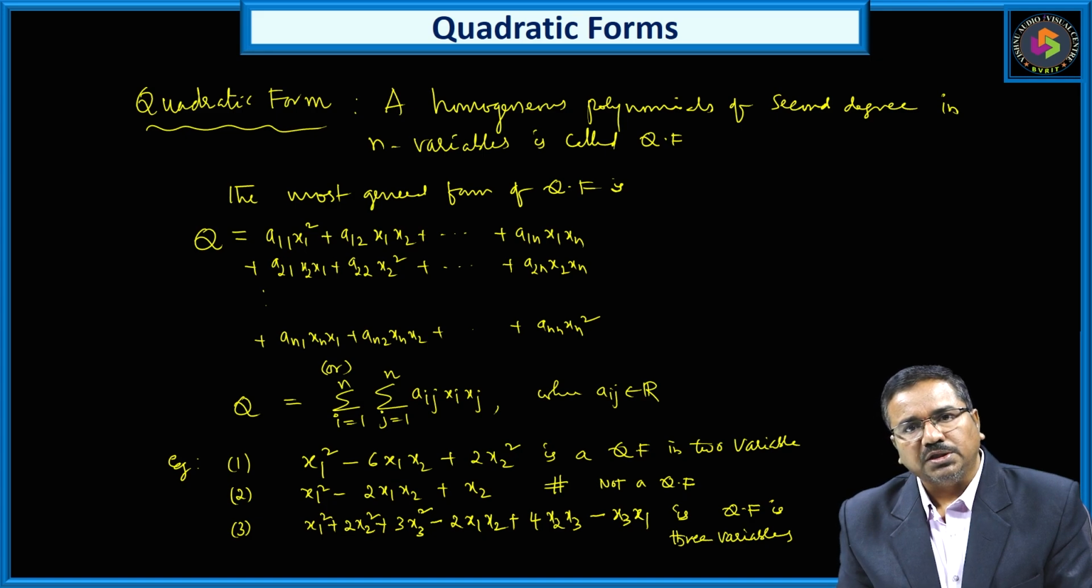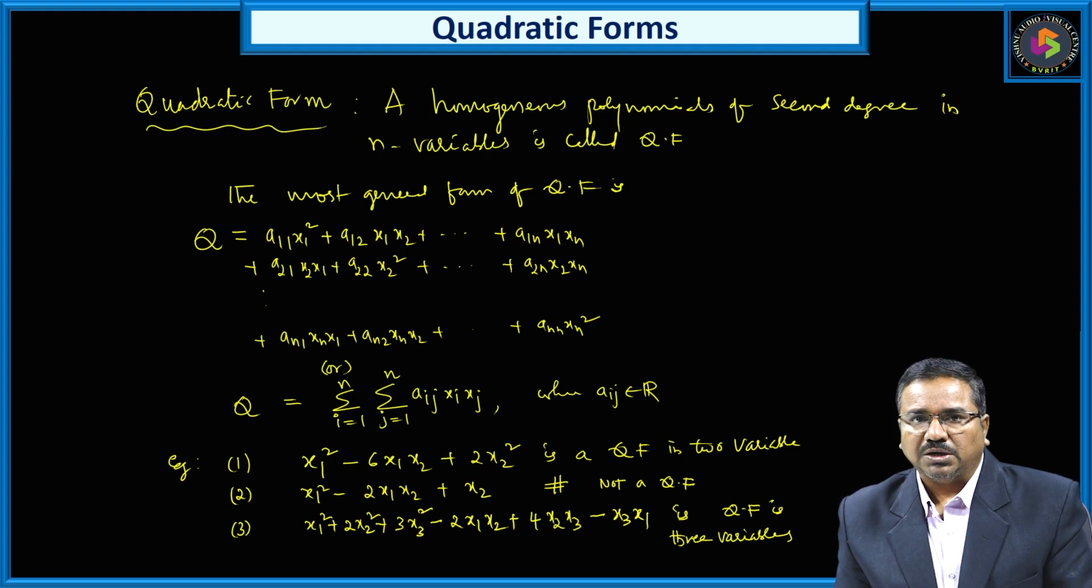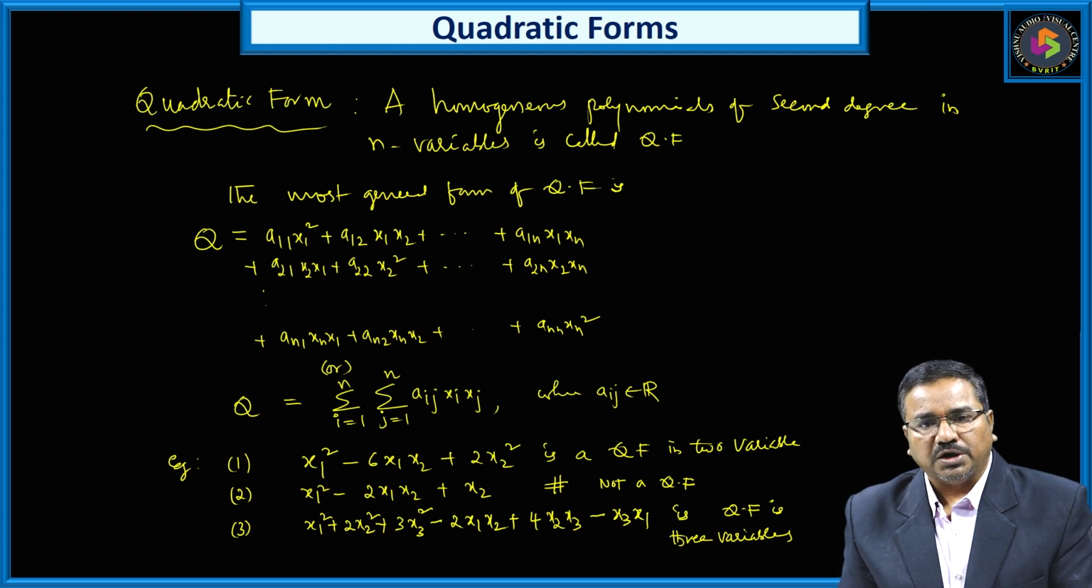And particularly, all these quadratic forms are real quadratic forms. Why are we calling it a real quadratic form? If the coefficients are real numbers, that quadratic form is a real quadratic form. If the coefficients are complex numbers, we can call it a complex quadratic form. But we are dealing with only real quadratic forms, so I have taken real numbers. Whatever problems we have are associated with real quadratic forms.